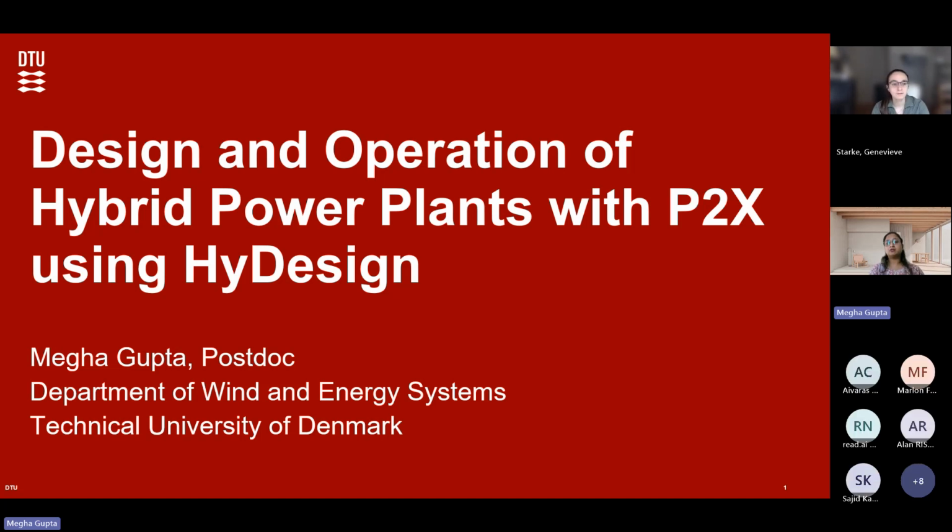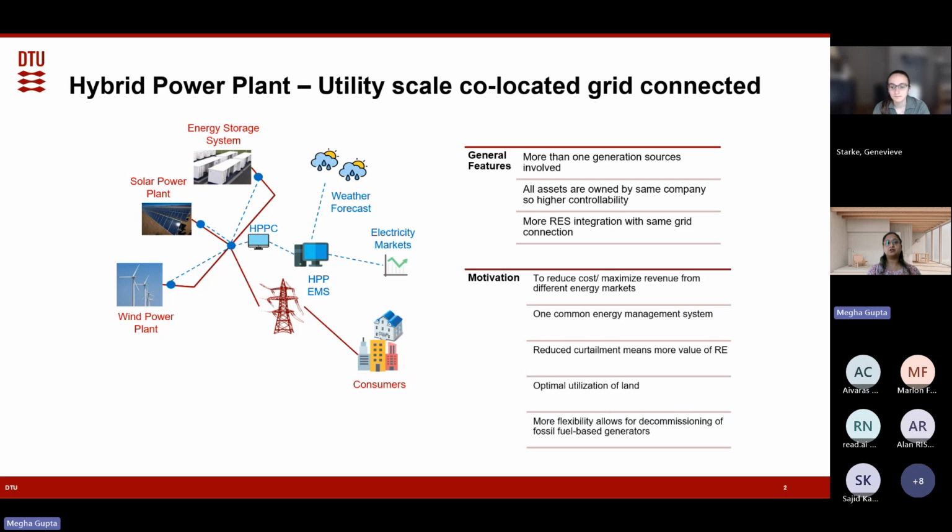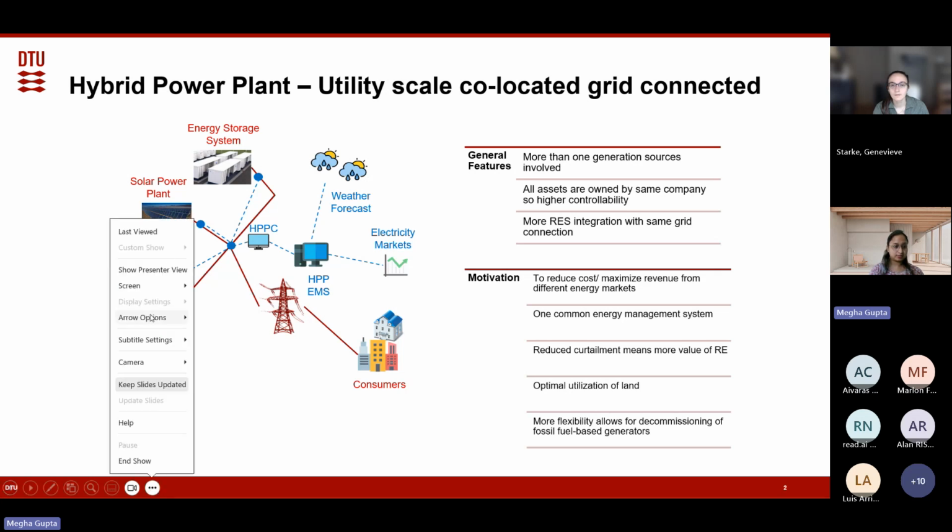To begin with my presentation, firstly, I would like to give a brief background upon what is a hybrid power plant and what kind of hybrid power plants we are modeling and studying at DTU Wind. The hybrid power plants we are focusing upon are the utility scale and co-located grid-connected power plants.